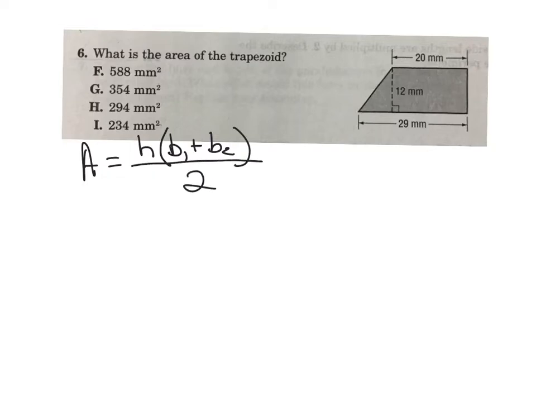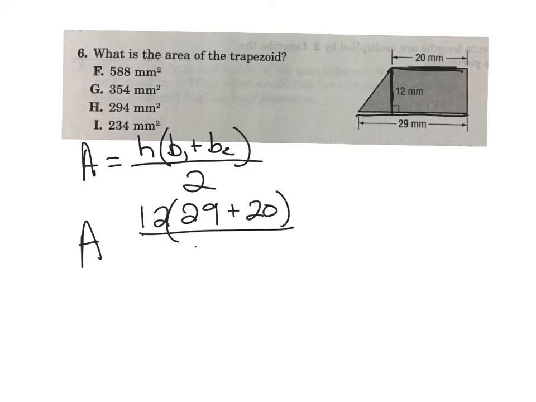All right, go ahead and pause the video, solve it, and then restart and see how you did. All right, now that you've had a chance to try this one, I'm gonna fill in the numbers. The height is 12. 12 times base 1 is 29. Base 2 is 20. So I add those two together, divided by 2. So I'm gonna do the parentheses first. 29 plus 20 is 49. And that's gonna be times 12, and then divided by 2.